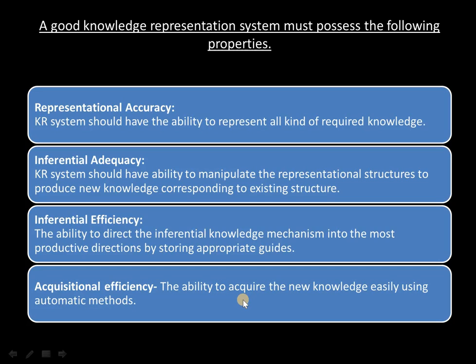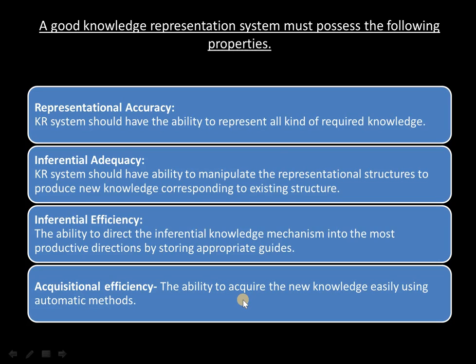Now moving on to the next theory point, that is what are the qualities of a good knowledge representation system? The first quality is representational accuracy. That means a good knowledge representation system should be able to represent all types of data and that in a real format. That should be reliable. So the representation should be in an accurate format. Whatever kind of data is being represented, it should be accurate.